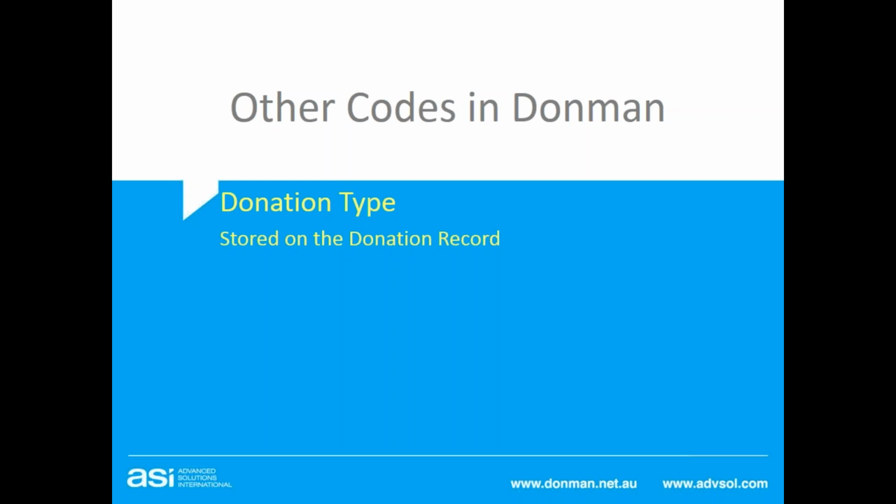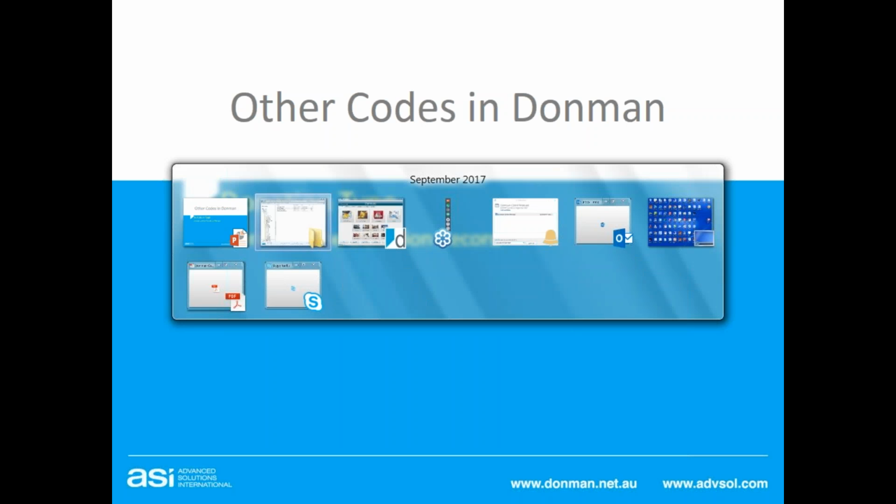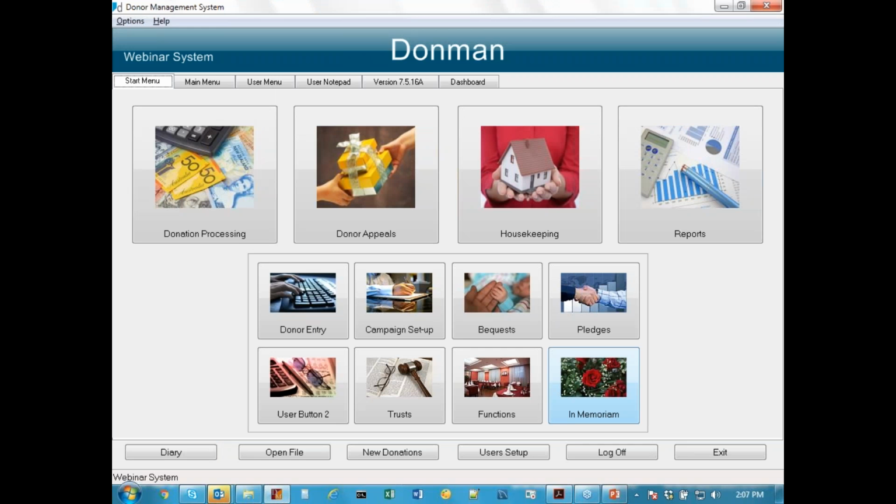So what I'm going to have a look at now is how do we actually set this up? So if I can swap to my Donman system here. In order to set it up, first of all, we need to turn it on. And we do that by simply going into System Defaults.